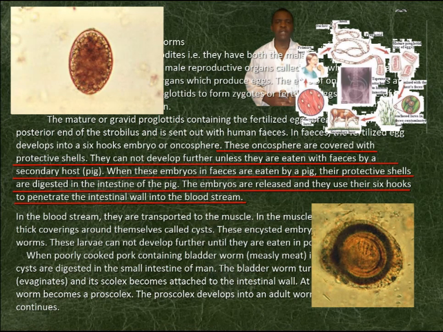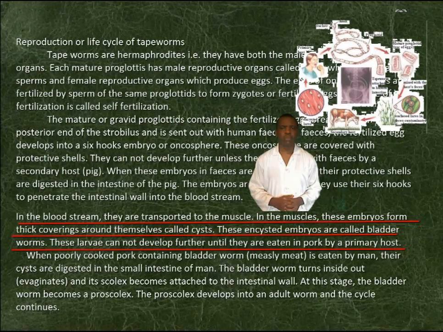When these embryos in feces are eaten by a pig, their protective shells are digested in the intestine of the pig. The embryos are released and they use their 6 hooks to penetrate the intestinal wall into the bloodstream. In the bloodstream, they are transported to the muscles. In the muscles, these embryos form thick coverings around themselves called cysts. These encysted embryos are called bladder worms. These larvae cannot develop further until they are eaten in pork by a primary host.